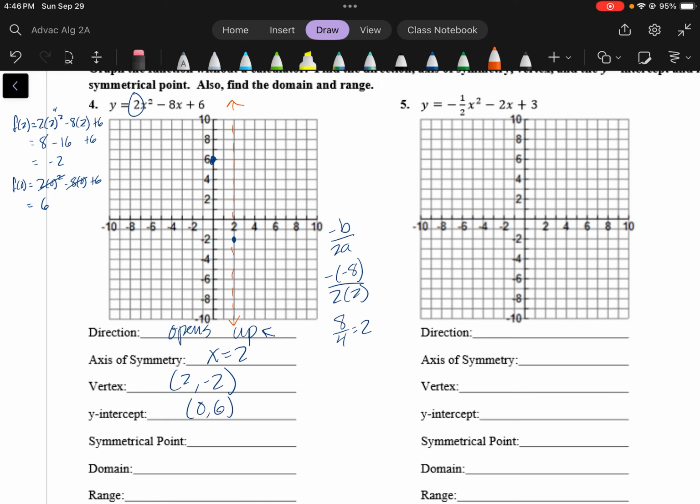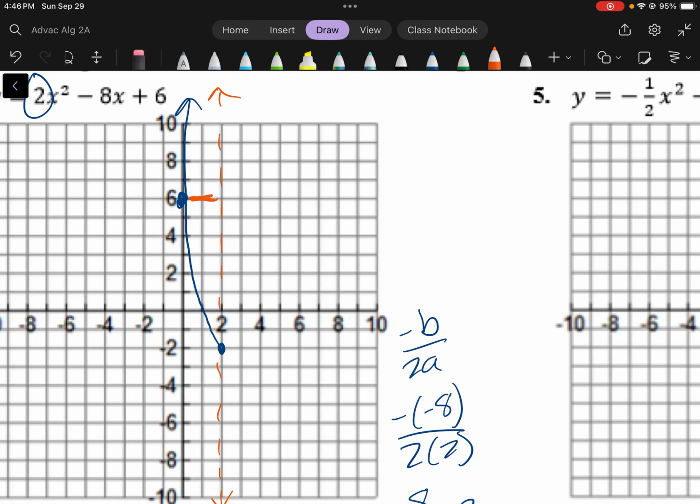So if I was going to calculate where the symmetrical point is, remember, all parabolas are symmetric. You can fold them in half and it's going to line up perfectly. So if I have a distance of 2 right there, then I must also have a distance of 2 there. So this is the perfect symmetrical point on the other side.